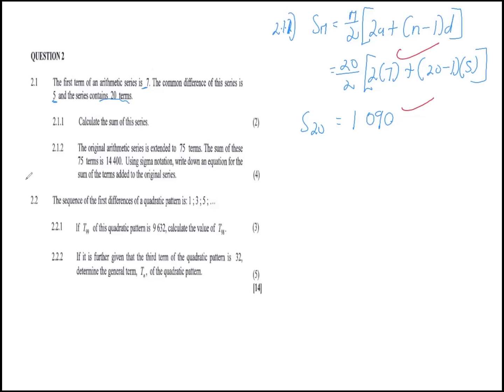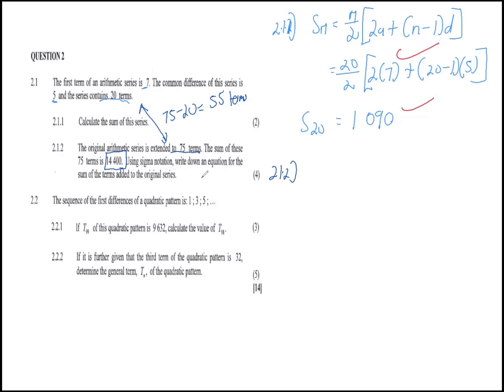Okay, then we have 2.1.2, which says the original arithmetic series is extended to 75 terms. What are they saying? It means from the 20 terms, they're now adding a certain number of terms to make it 75 terms. So if you can quickly do the maths, 75 minus 20, that means they added 55 more terms, right? Now, if they add those 55 more terms, the sum of this whole 75 terms now makes 14,400. They're now saying, using sigma notation, write down the equation for the sum of the terms added to the original series. So this is what we're going to do.